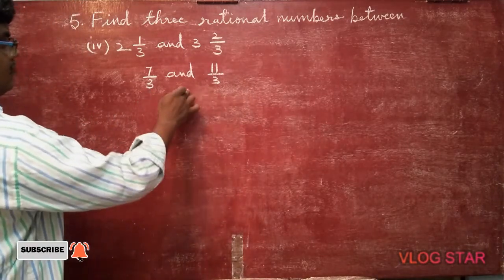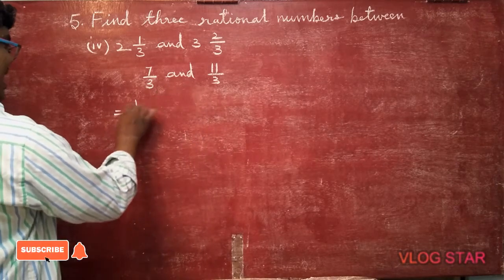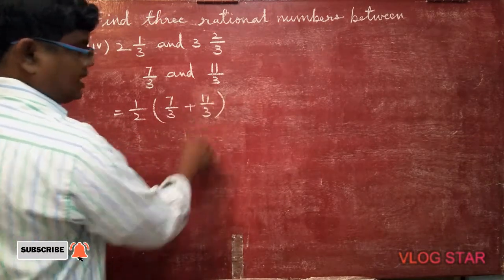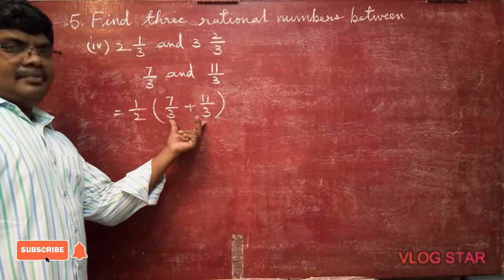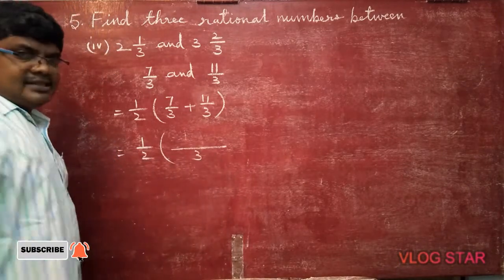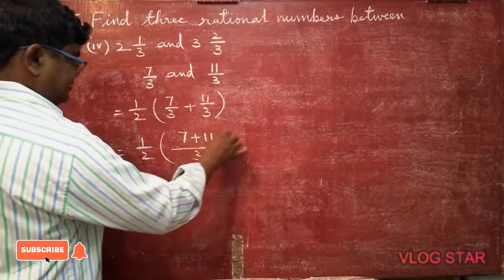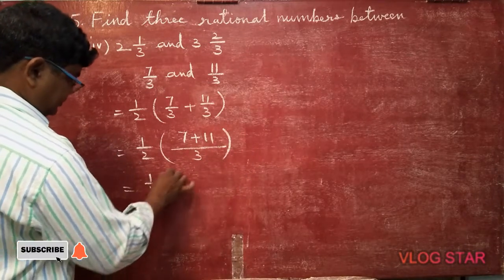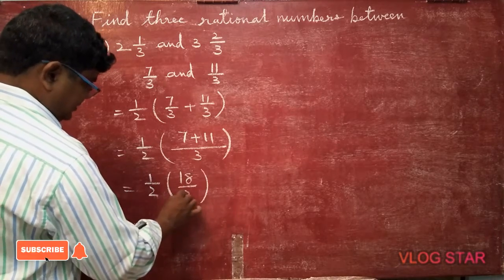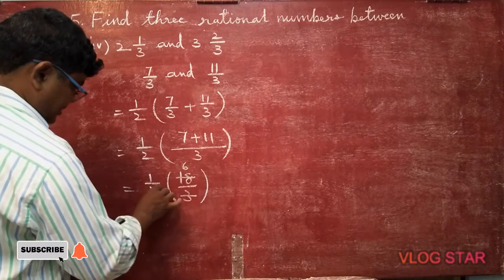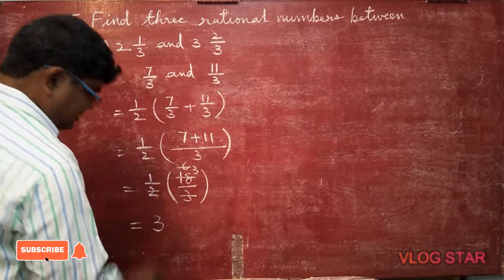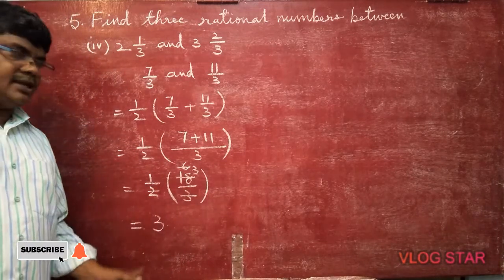Now in between these two we are going to find a rational number. So half of 7 by 3 plus 11 by 3. These two are like fractions, we call, when denominators are same, like fractions. So 1 by 2, automatically 3 will be the LCM. 7 plus 11 directly. That is equal to 1 by 2 into 7 plus 11 is 18 by 3. Here 3 goes 6 times and this 2 goes 3 times. So 1 threes are 3. Sir, 3 is a rational number. 3 by 1. 3 is a rational number.